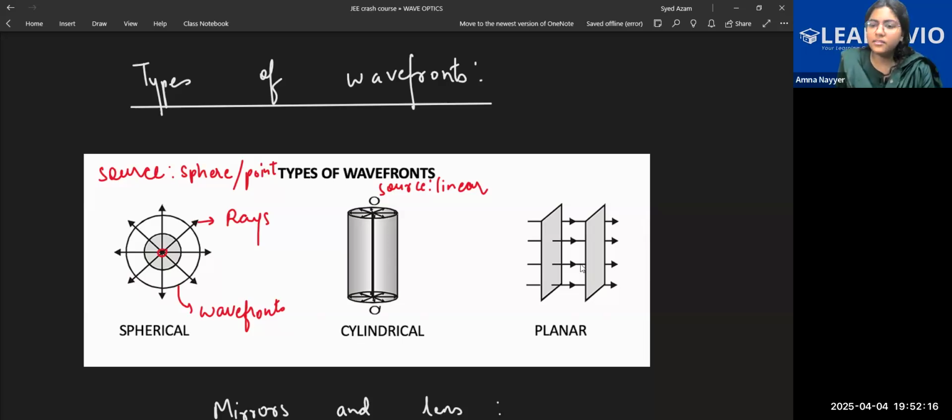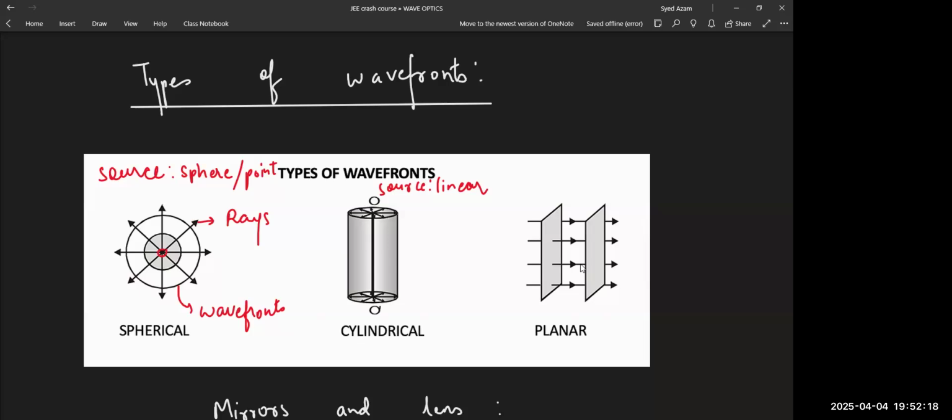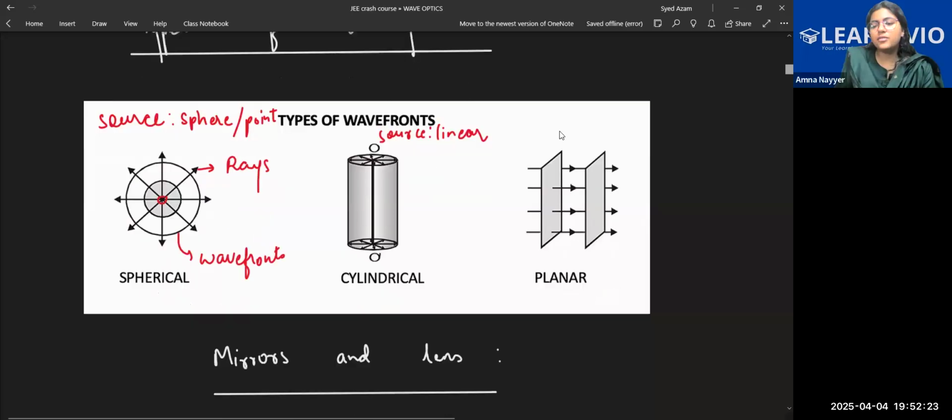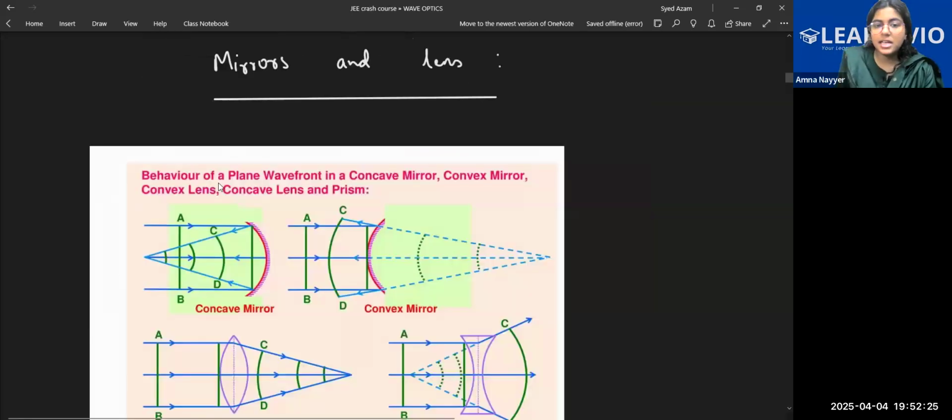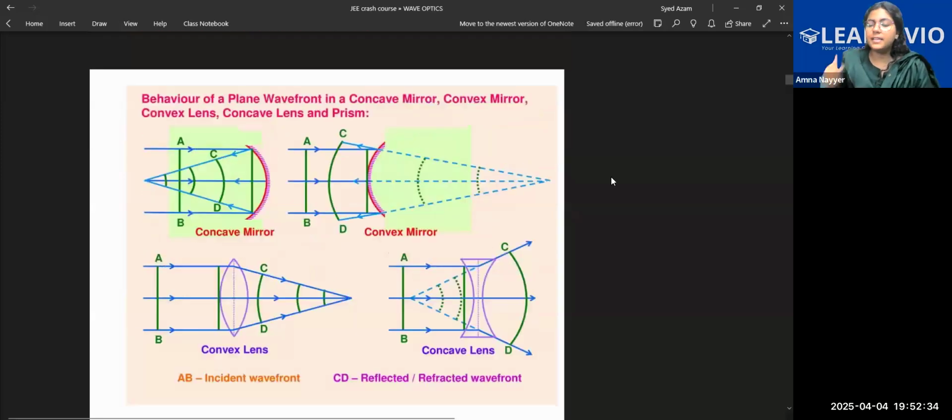So is it clear, the wavefront part? Yes. Okay, now you have some special cases where your mirrors and lenses are related with your wavefronts. See, the behavior of a plane wavefront in a concave mirror or a convex mirror. This is how it is seen. Few questions come directly from prism, concave mirror, convex mirror, and the rest of the mirrors. So if you have a concave mirror, this is how the rays are formed. From this point, if you start drawing the wavefronts, this is how the wavefronts will look.